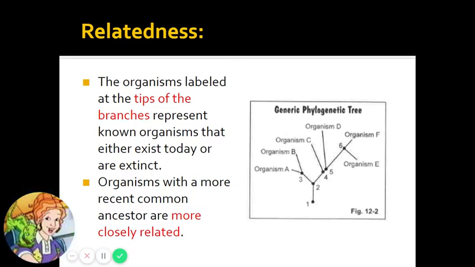So the organisms labeled at the tips of the branches, these organisms, are going to represent organisms that are known. They can either exist today or they might be extinct organisms. If you have a more recent common ancestor, you are more closely related. So we have organism F and organism E. They're fairly closely related, and they would be more closely related than, say, organism F and organism A.